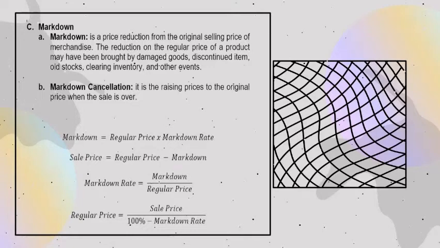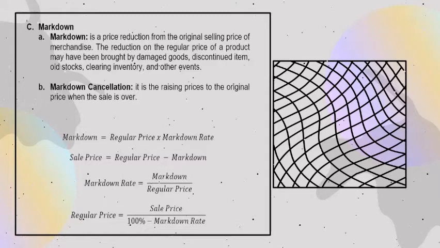Markdown is a price reduction from the original selling price of merchandise. The reduction on the regular price of a product may be due to damaged goods, discontinued items, old stocks, clearing inventory, and other events. Most markdowns should not be viewed as losses, but as sales promotion opportunities used to increase sales and profits. When the sale is over, raising prices back to the original price is called markdown cancellation. The following are the formulas for the markdown.